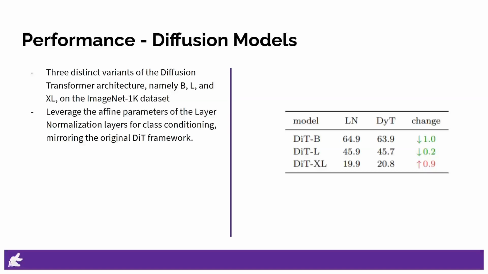In the implementation of DiT, we leverage the affine parameters of the layer normalization layers for class conditioning, mirroring the original DiT framework. However, we introduce a novel modification by replacing the standard normalizing transformation with the tanh(alpha x) function. Following extensive training, we evaluate the performance of our Dynamic Tanh models using the Fréchet Inception Distance (FID) metric, with the ImageNet reference batch serving as the benchmark.